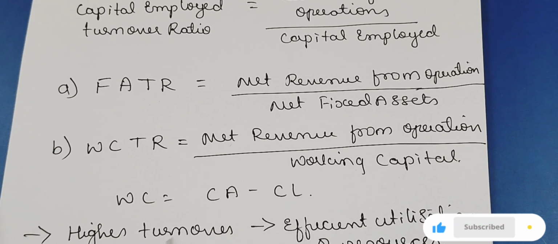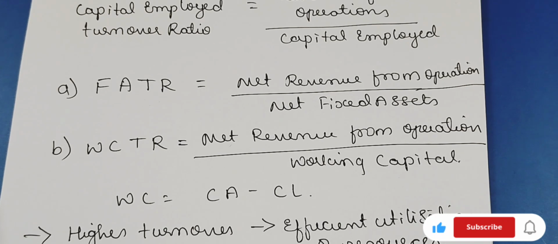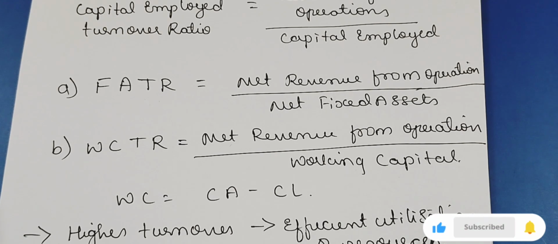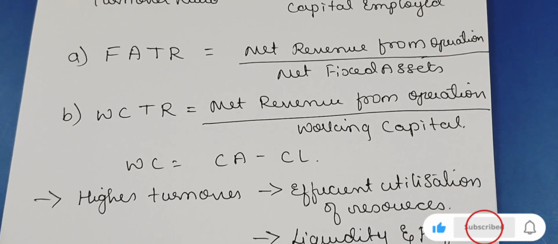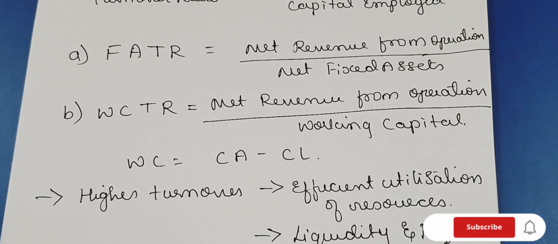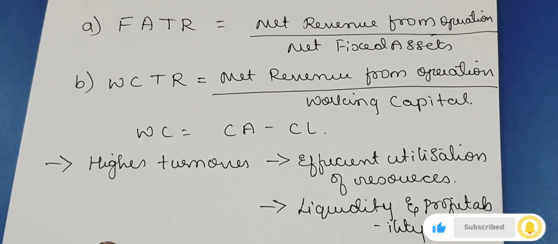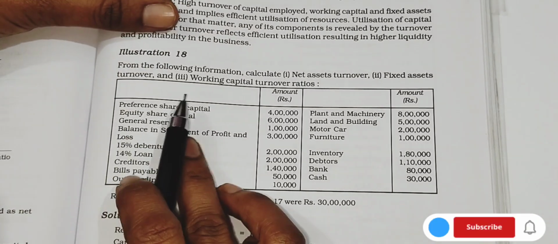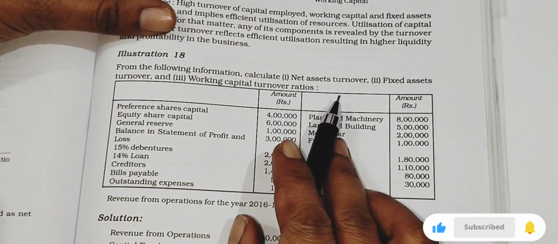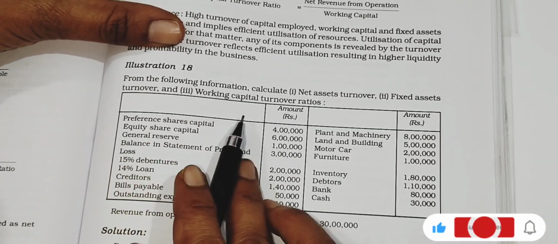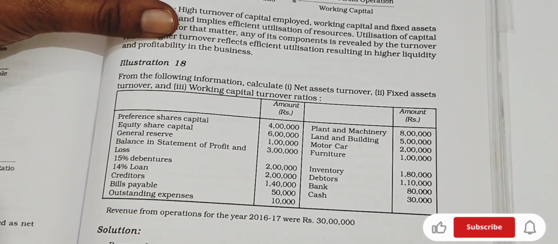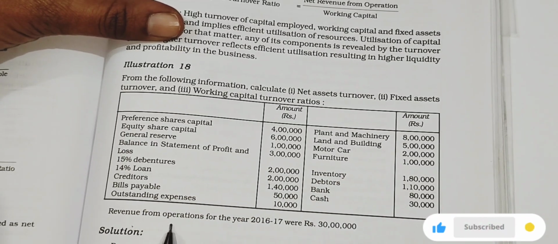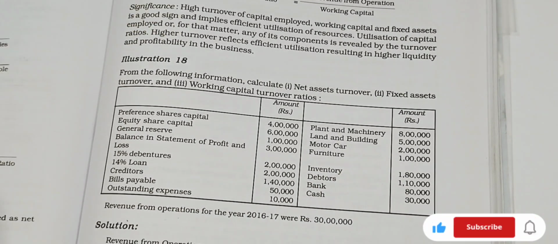So higher turnover indicates efficient utilization of resources and the liquidity and profitability position. Okay, now let us understand all these three ratios with an example. The problem is, from the following information, calculate net asset turnover, fixed asset turnover, and working capital turnover ratio. The balance sheet is given and revenue from operations for the year is 30 lakh.